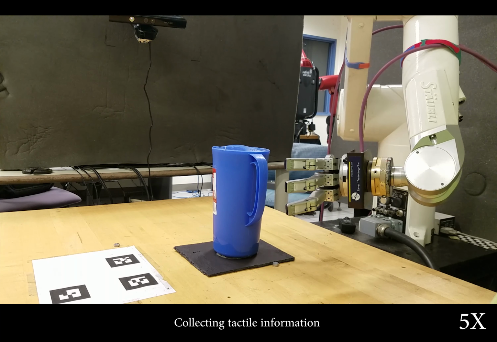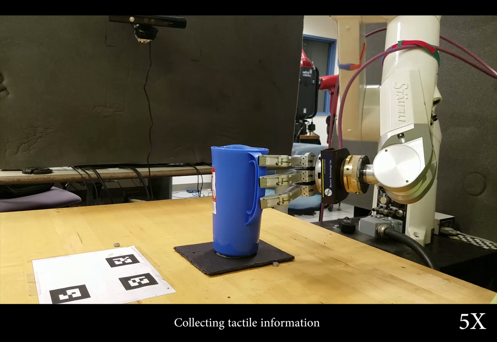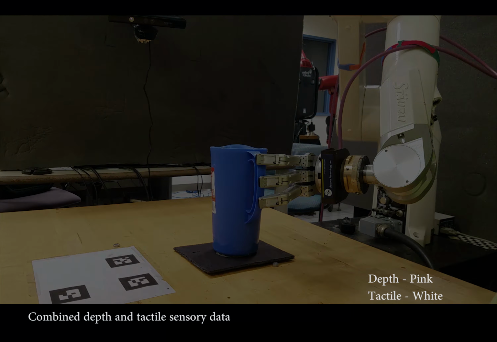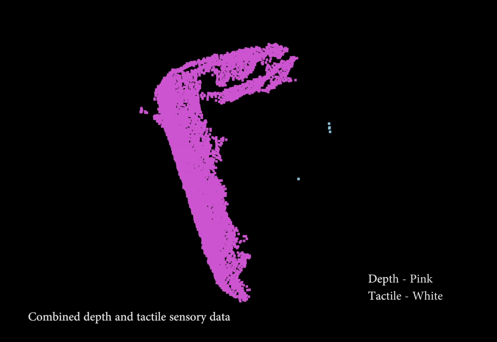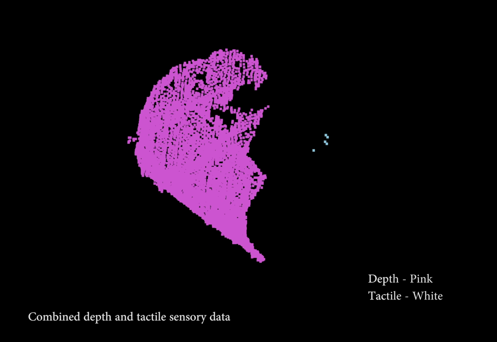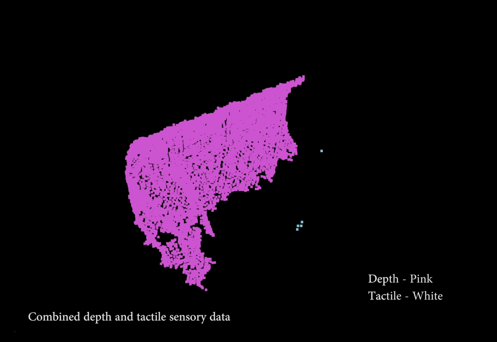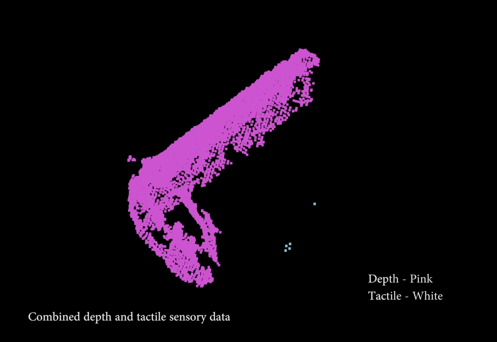The object shown has its handle occluded from the camera sensor. The tactile information concerning the handle is captured from a guarded move to the object. Here, we visualize the combined tactile and depth point clouds. The depth point cloud is shown in pink. The tactile point cloud, shown in white, was originally occluded to the camera sensor.